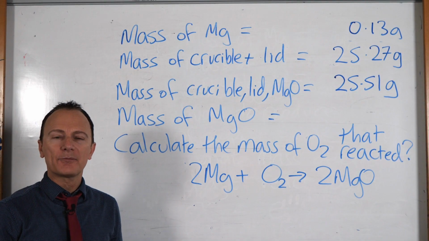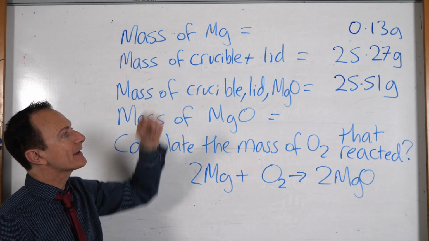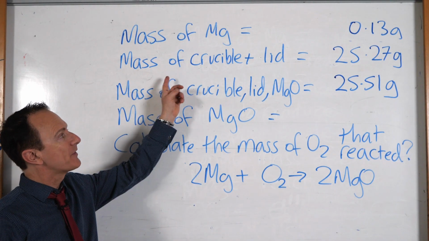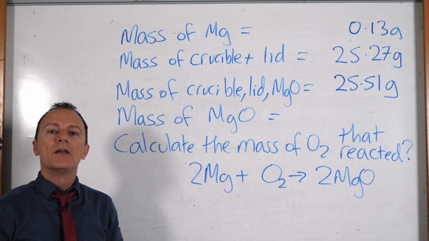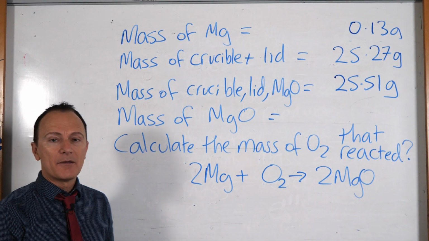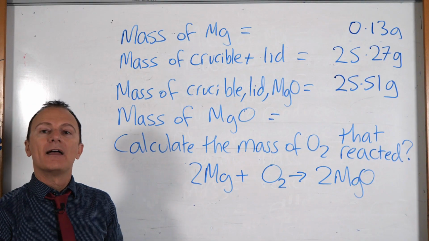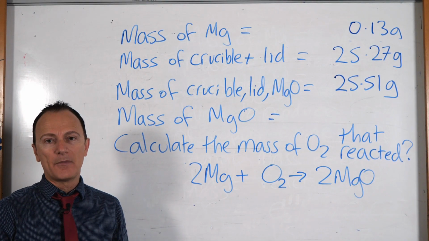They'll describe the experiment with the diagram that I've just showed you, and they would say the mass of magnesium at the start was 0.13 grams. The mass of the empty crucible and lid was 25.27. When the magnesium was placed inside and burnt in oxygen, the mass went up to 25.51 grams. And the first question, for 1 mark, would be: calculate the mass of magnesium oxide.